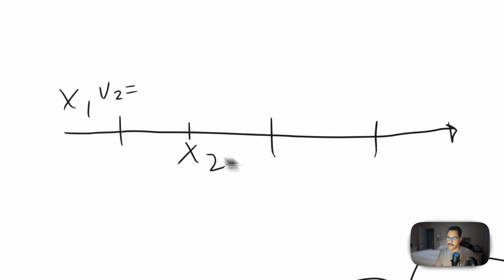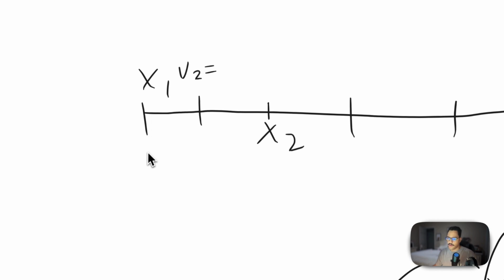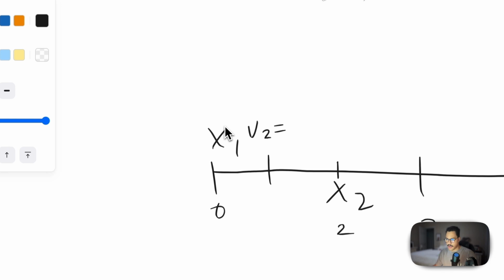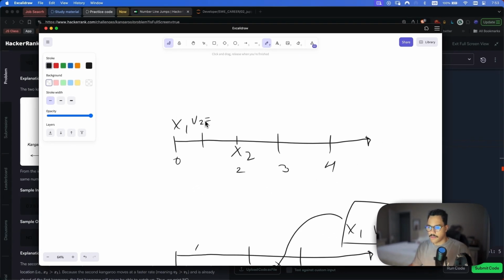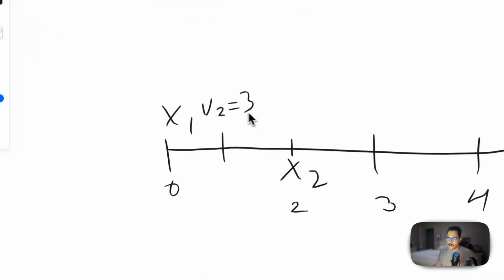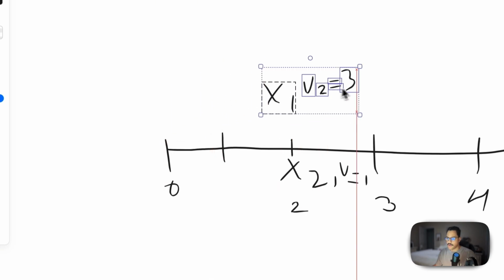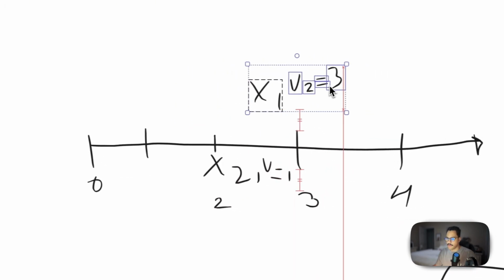So let's just go ahead and do this. Starting point of x1 is going to be 0. Starting point of this guy is going to be 2, 3, and 4, just for sake of simplicity right now. But the velocity of this guy is going to be, let's say, 1, 2, and 3. So this velocity is going to be equal to 3. This guy's velocity is going to be equal to 1. And after the first jump, they'll meet at position 3. Right? 1, 2, and 3 right here.